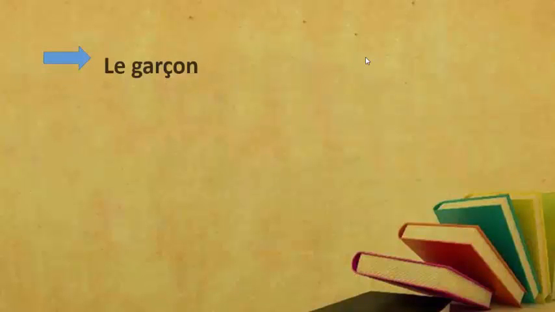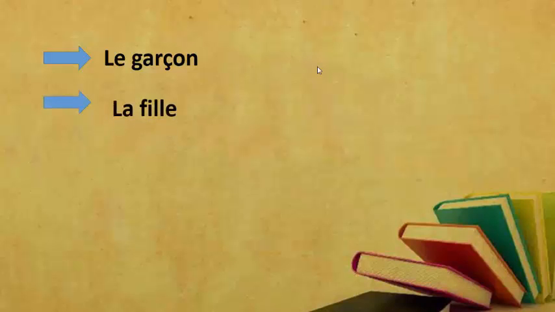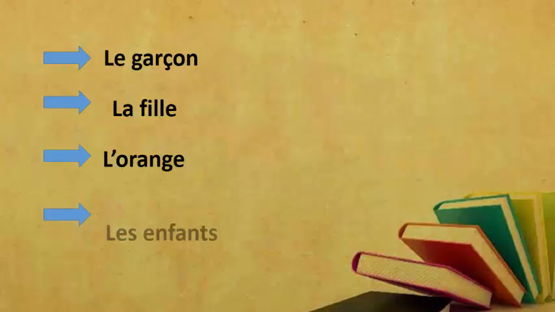Par exemple, le garçon, ça veut dire the boy. La fille, the girl. So when you translate le and la, it's the. Et l'apostrophe, l'orange, it's a singular word that starts with a vowel. And all the plural nouns, we use les as an article défini. Les enfants, the children. Okay?